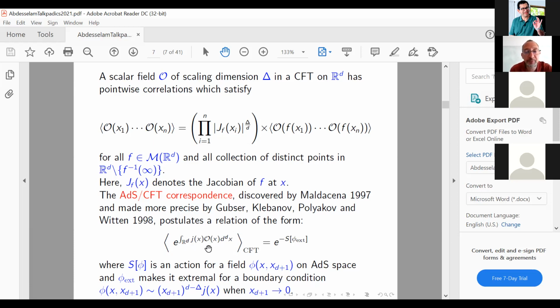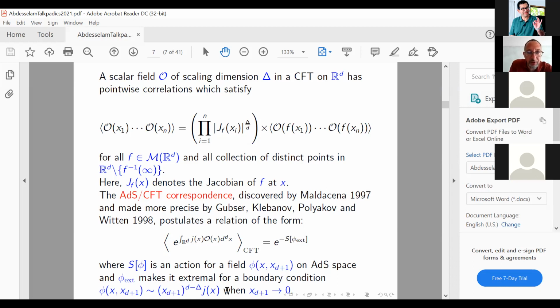Well, it is possible in principle, if one believes this correspondence, to compute this generating function as, so this is a classical approximation, exponential minus a certain action for a field which lives on the bulk, so it has d+1 coordinates. Phi is an extremal field configuration, which essentially makes the action extremal when you impose a certain boundary condition, and this is where the relation to the source is. We want the field to asymptotically near the boundary behave like this. Okay, so there is a relation.